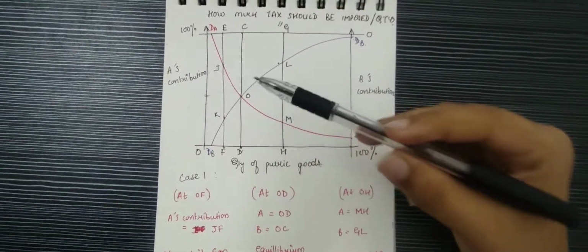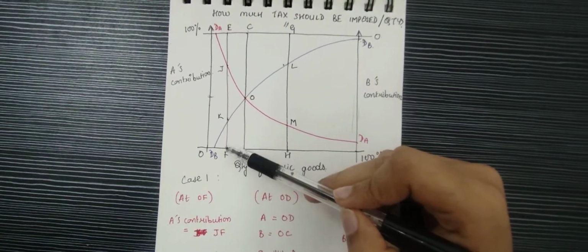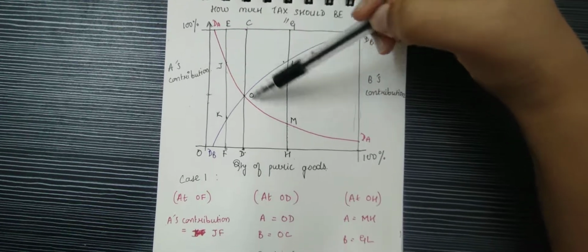so how much is A contributing? Let's see, this is DA.